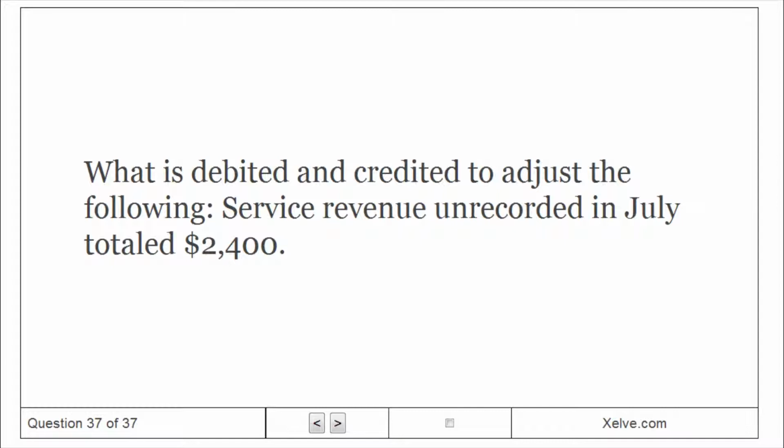What is debited and credited to adjust the following? Service revenue unrecorded in July totaled $2,400. Accounts receivable. Service revenue.